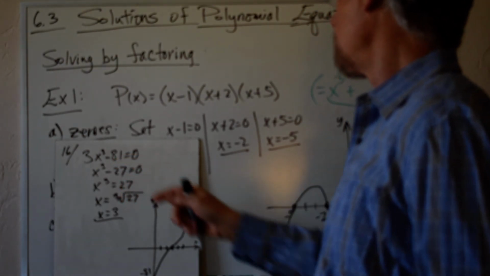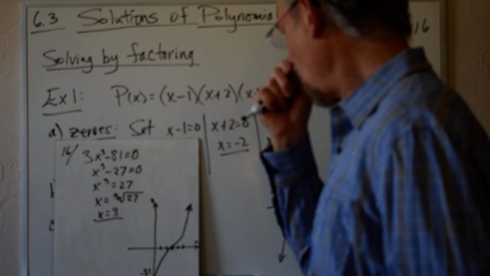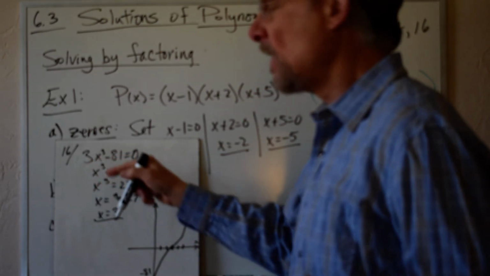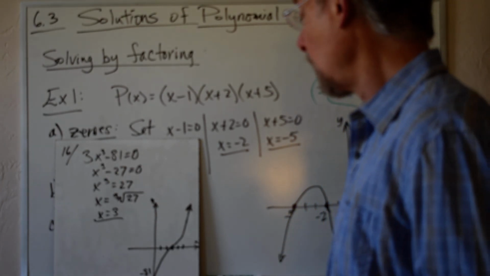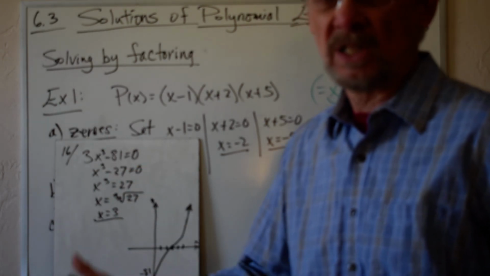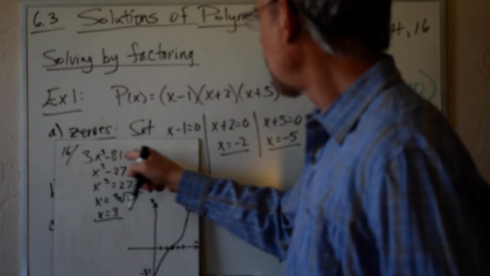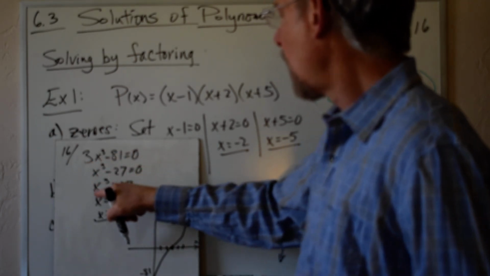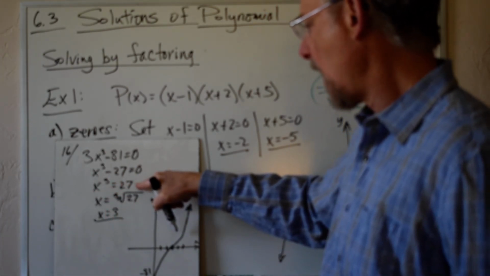3x cubed minus 81 equals 0. Well, hopefully you notice that 3 and 81 are both divisible by 3. In fact, they're both powers of 3. Even if you don't, you could solve the problem, but you just have bigger numbers to deal with. Anyway, I'll divide each side by 3 to get to this statement. Then I'll isolate the x cubed by adding 27 to each side.